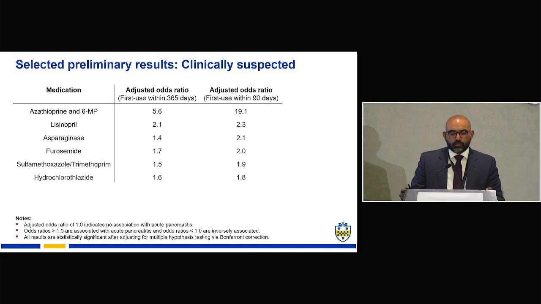So we're seeing very strong associations with azathioprine and 6-mercaptopurine, and also some strong associations with other medications that had been suspected, such as furosemide and sulfamethoxazole trimethoprim. But as described, these are only signals. One thing that could help us with some biologic plausibility is to see if these medications had a consistent time from when the medication was initiated to when the patient experienced acute pancreatitis. That could be indicative of a biologic mechanism such as a type 4 hypersensitivity reaction.